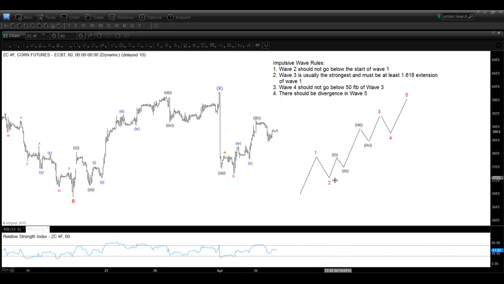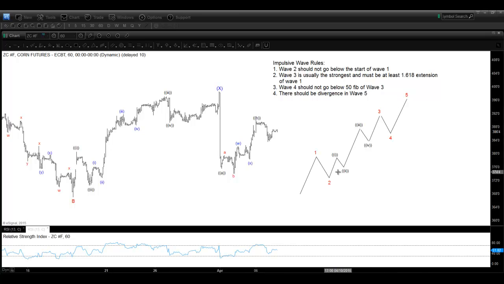impulsive waves, with the subdivision within the third wave also in 5 waves here. As you can see, we also have wave 1, wave 2, wave 3, wave 4, and wave 5 that completes the red wave 3 here. So this is the most common structure of the impulsive waves.